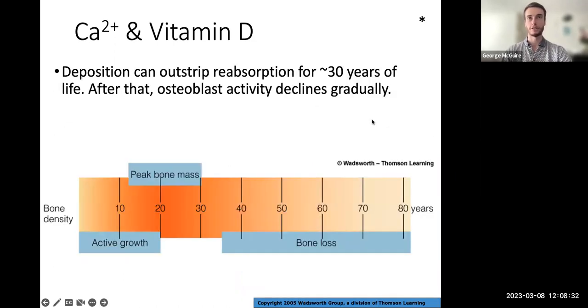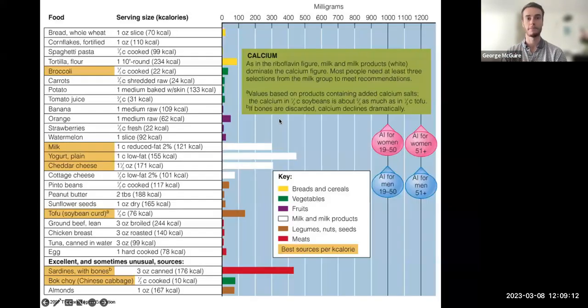And so for most of our life, or most of our early life, calcium deposition, creating new bones, storing calcium in our bones, outstrips or outperforms our calcium breakdown. So up until around 30 years old, your body is more efficient at storing calcium than it is at releasing calcium. And then after around age 30, the osteoblast activity declines, and thus your body is less effective at storing your calcium. And so being careful with your vitamin D and calcium levels is going to be important in maintaining bone health throughout later years of life. Right? So you're losing bone mass.